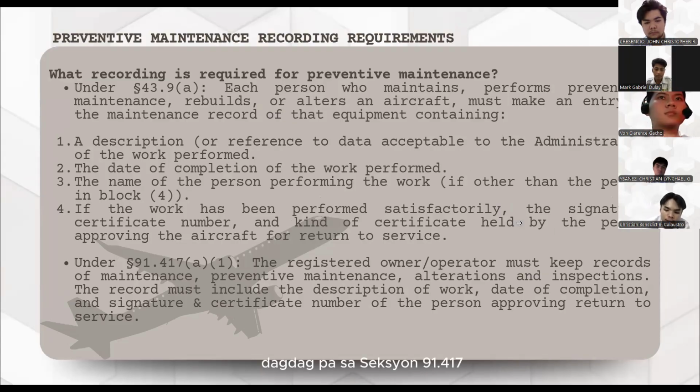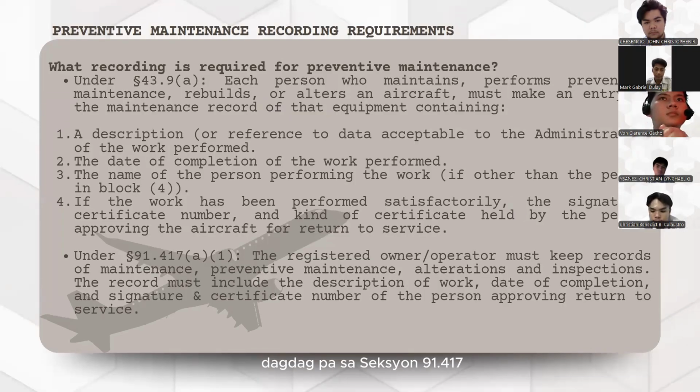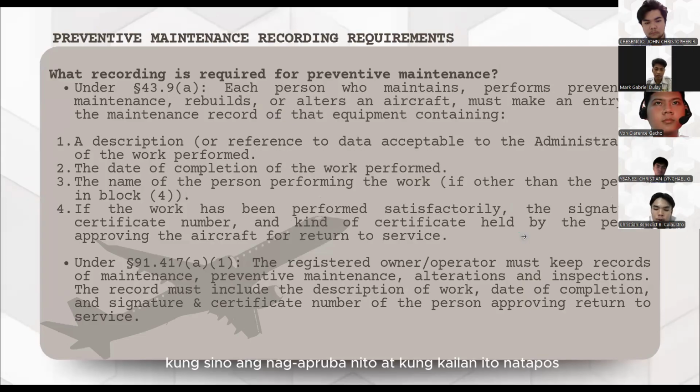Additionally, Section 91.417 requires the owner or operator to keep records of all maintenance and preventive maintenance. This must show what was done, who approved it, and when it was completed.